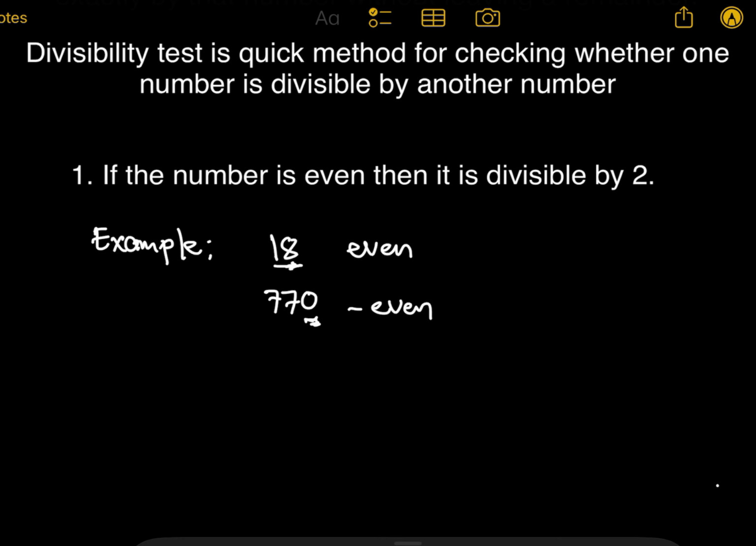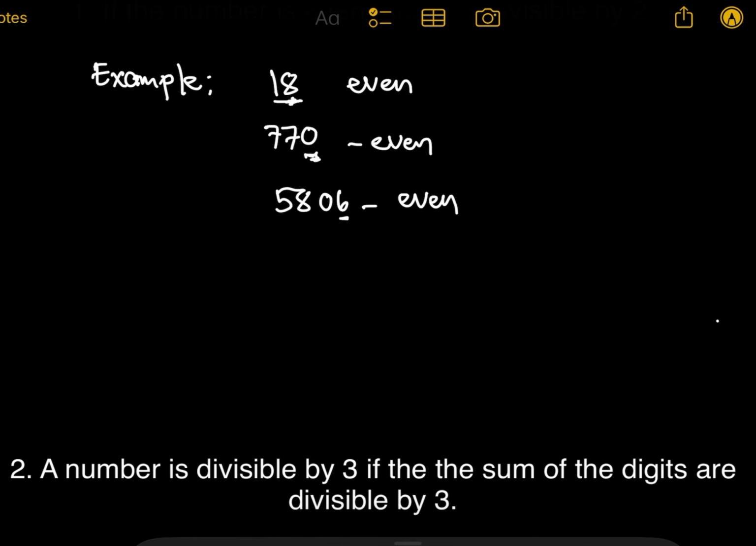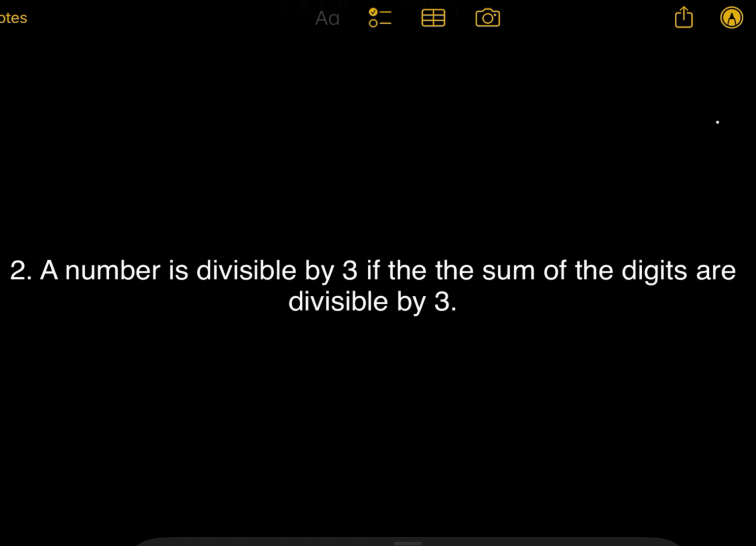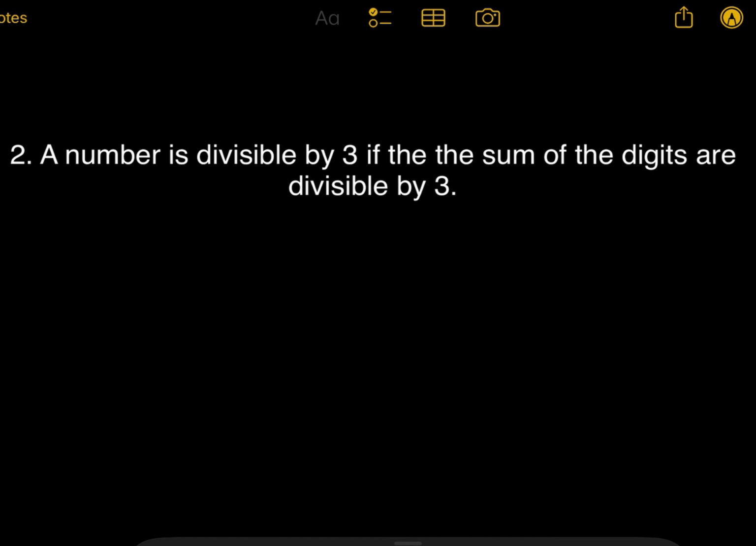Another one, let's say 5,806. The last digit, 6, is even, so those numbers are divisible by 2. The second rule is a number is divisible by 3 if the sum of the digits is divisible by 3. Okay, so let's have an example.